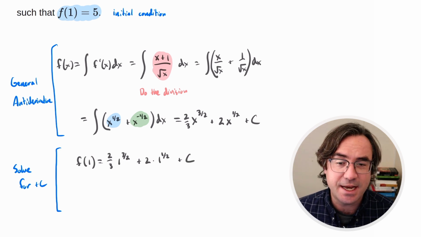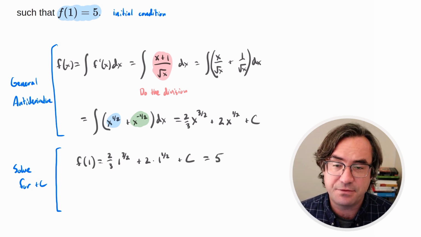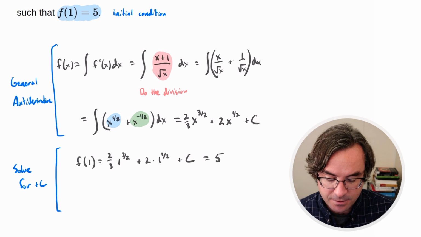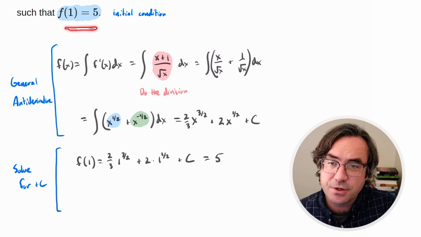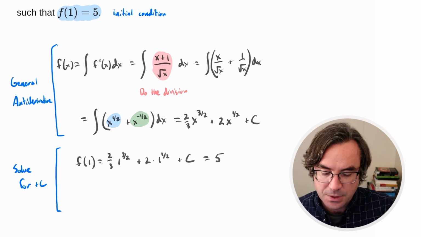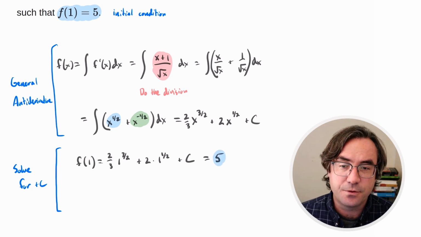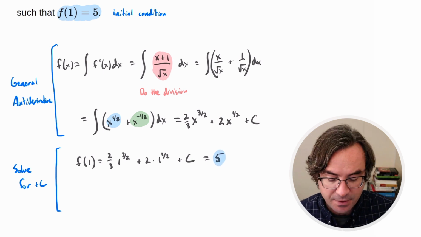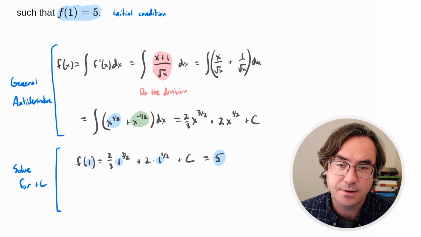We don't know what c is yet. And we know then that this should be equal to 5. So whatever we get here, it should be equal to 5. And that's because our initial condition says when we plug x equals 1 in, we should get 5. So this is our initial condition that we're using. So the output should be 5, and then the x coordinates that we're plugging in are 1.